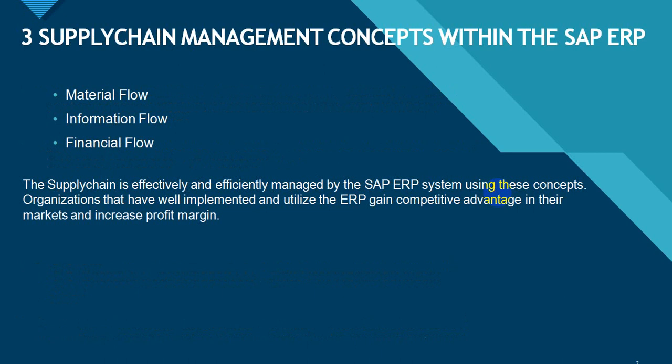Three supply chain management concepts within the SAP ERP. So this begins to give us some sense of how the SAP ERP impacts supply chain. One is the material flow, information flow, and financial flow. The supply chain is effectively and efficiently managed by the SAP ERP system using these concepts. Organizations that have well implemented and utilized the ERP gain competitive advantage in their markets and increase profit margin.